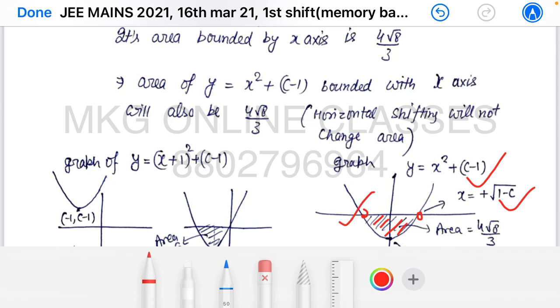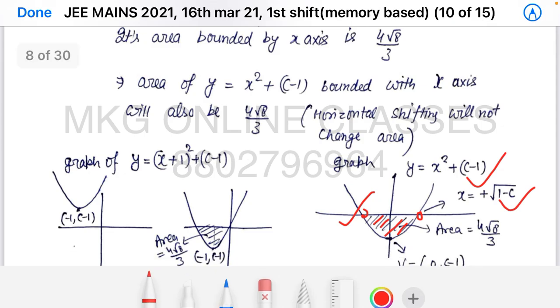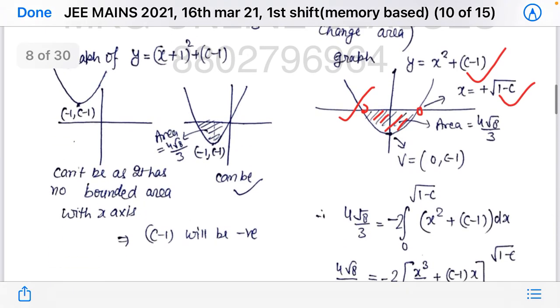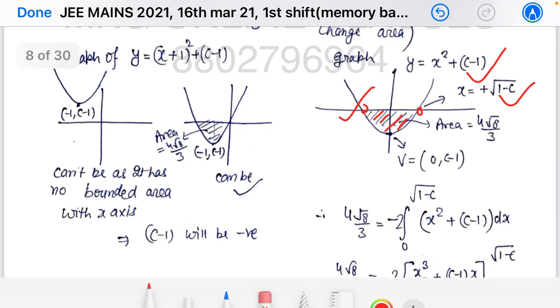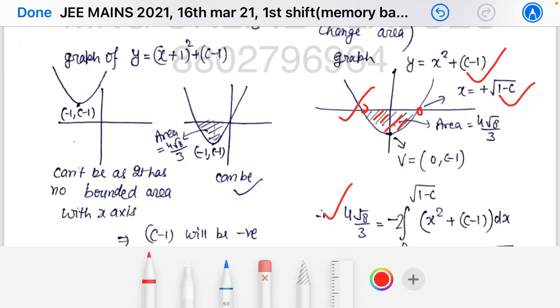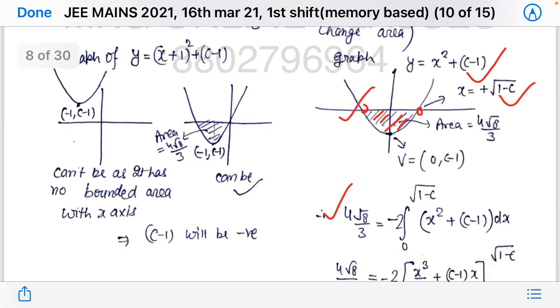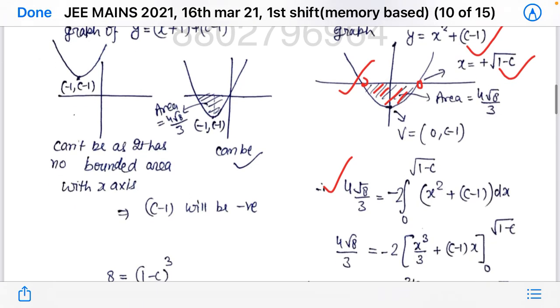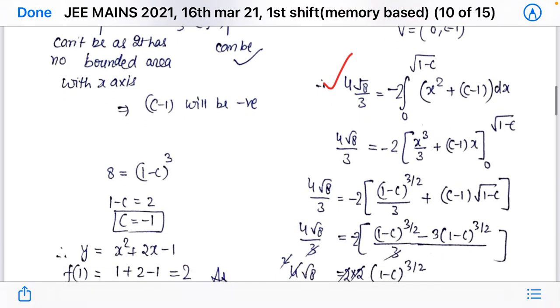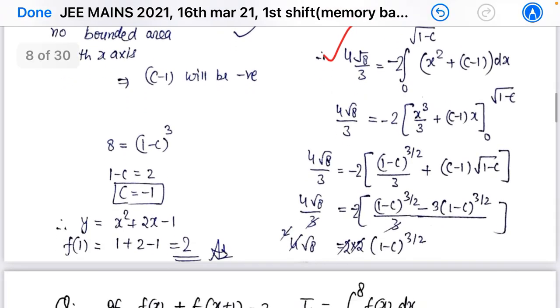So the area will be what? The area 4 root 8 upon 3 is equal to twice the integral from 0 to root of 1 minus c of x square plus c minus 1 dx. I'll put the minus sign because this area is below the x-axis, so it would be minus. I can put the minus either on the RHS or LHS. Students, I can simply solve this. So I'll be getting c is equal to minus 1.